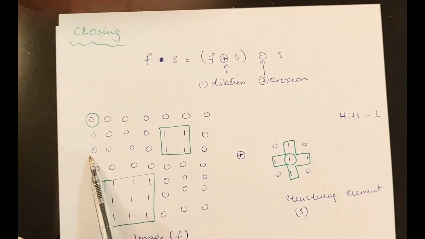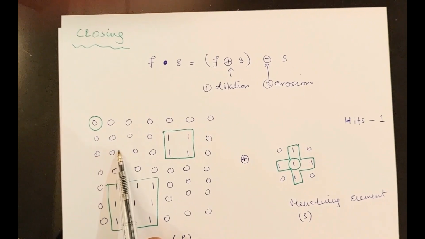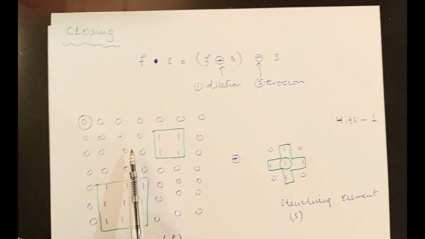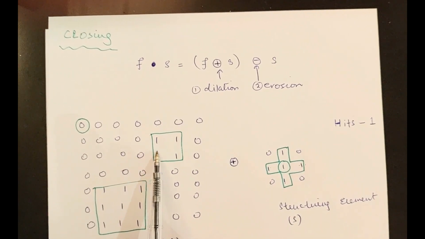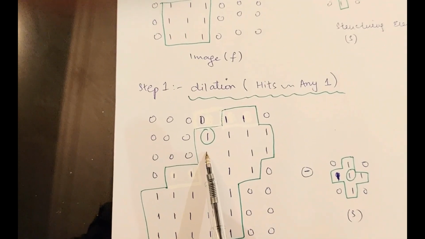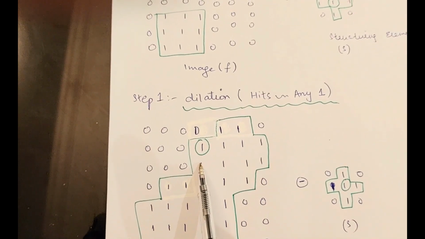Now let's start with row number 3. This and this will still be zeros. But this one will now convert into 1 because of this 1 on this side. Similarly, this 0 will also convert into 1. You can see here, this was previously 0 and this was also previously 0.